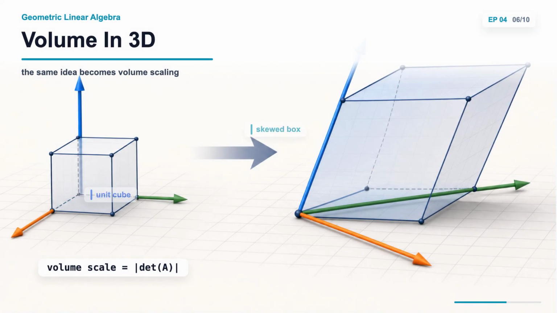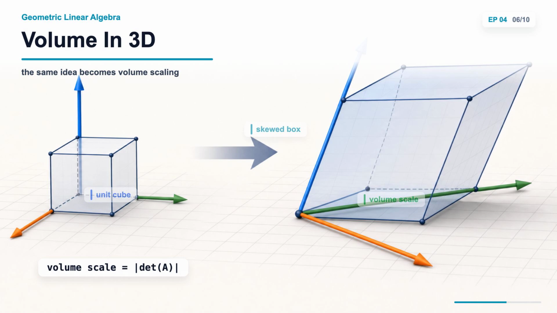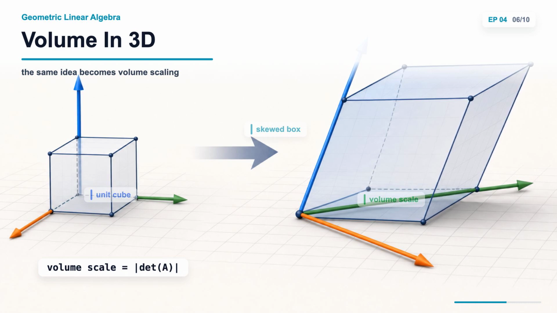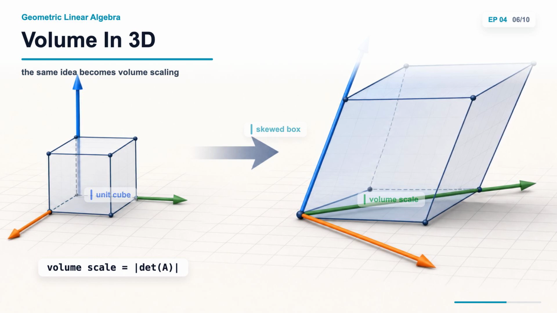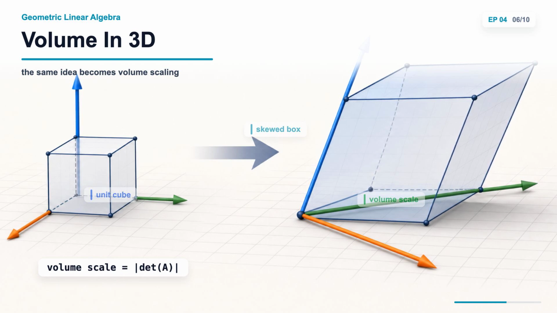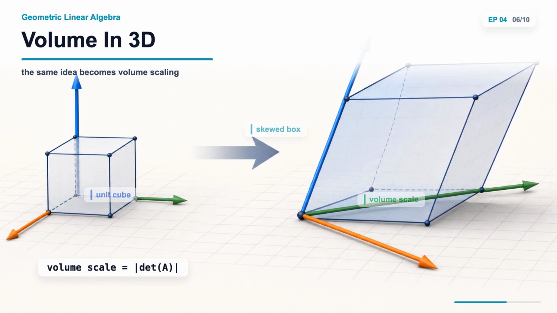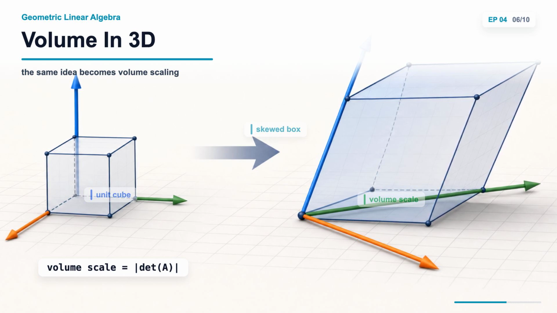In 3 dimensions, the same idea becomes volume. The 3 standard basis vectors form a unit cube. After a linear transformation, those 3 vectors become 3 new edge directions. The unit cube becomes a skewed box called a parallelepiped. The absolute value of the determinant gives the volume of that new box. So whether we are in 2 dimensions or 3, the determinant measures how much space has been expanded or compressed.